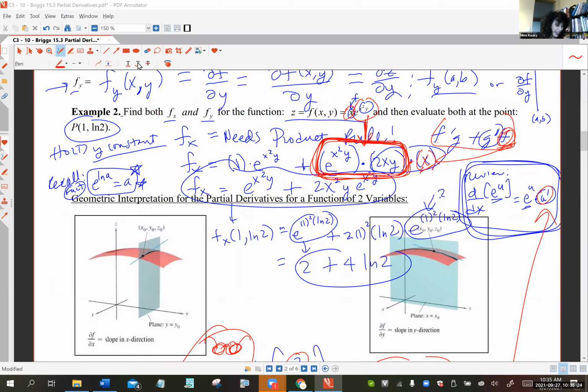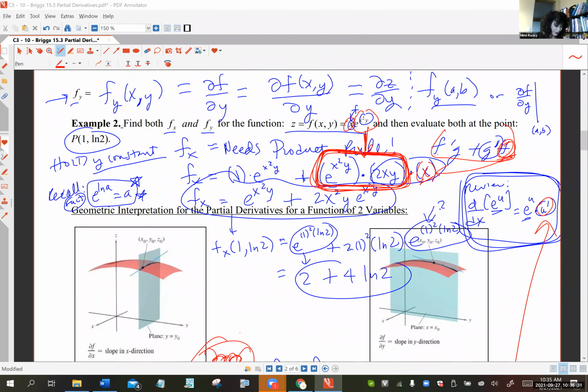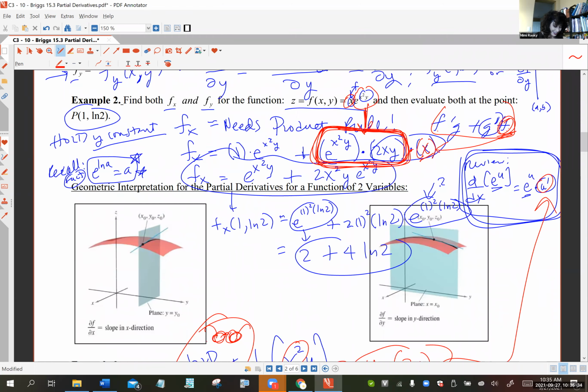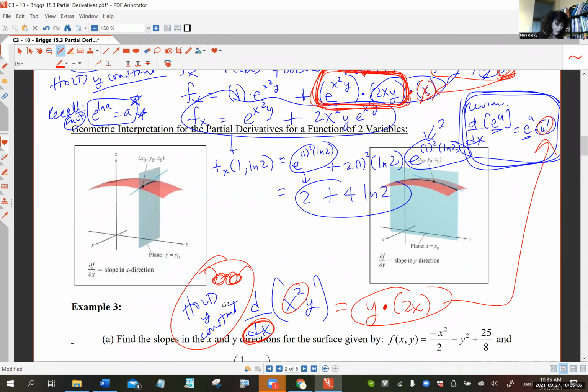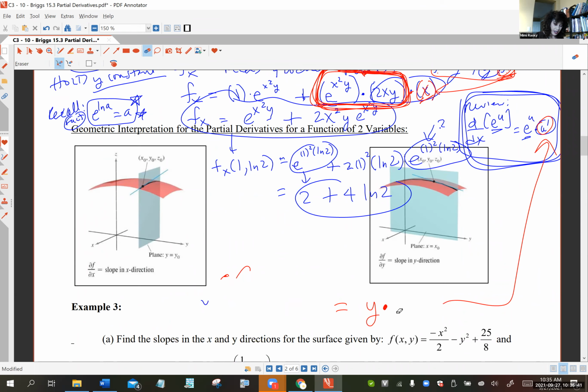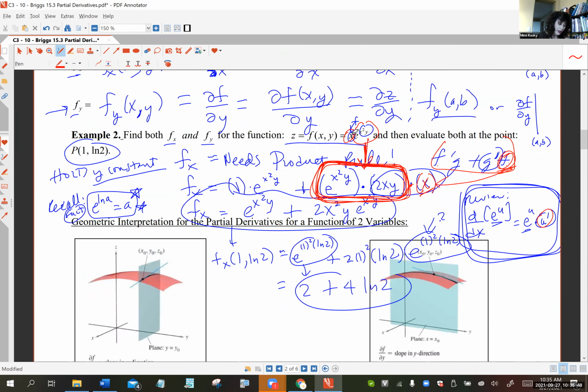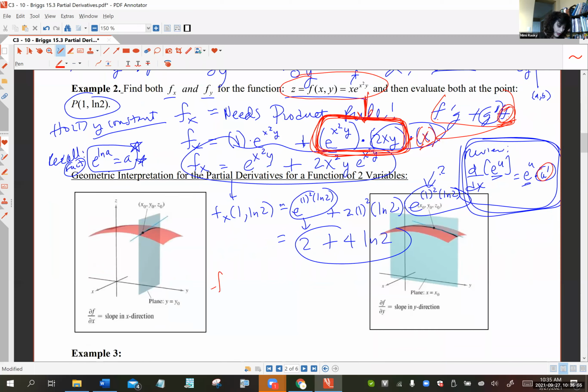Let's go get the other first partial. I ran out of room because I never leave enough room for myself. All right, so if we go get Fy now, that means we're going to put on our other set of glasses that treats x as a constant, okay? So we're trying to take the derivative of x e to the x squared y with respect to y. So we're going to go Fy, and that means we're going to hold x constant.